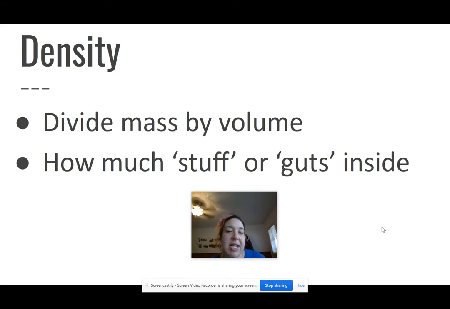To find something's density, you just divide its mass by its volume. We won't get into the equation of it, but it's good for you guys to know that you can find density by dividing those things. Essentially, density is like how much stuff, or the guts, is inside. You're like, that's gross. But there are many times that I'm going to say, think of the guts, and you'll be like, oh, for some reason people remember the word guts and not stuff. I don't know, just our brains, I guess. So if I ever say, think of the guts, you'll be like, oh, gross, density.